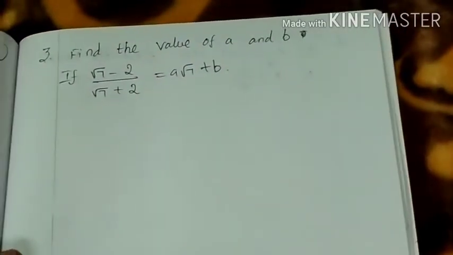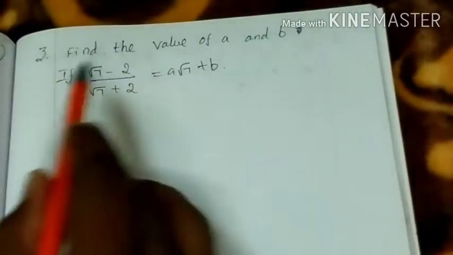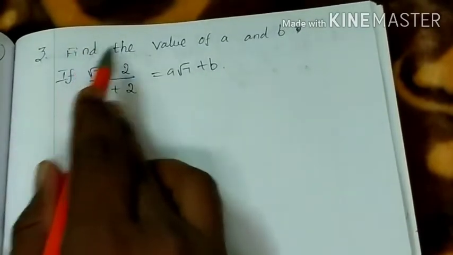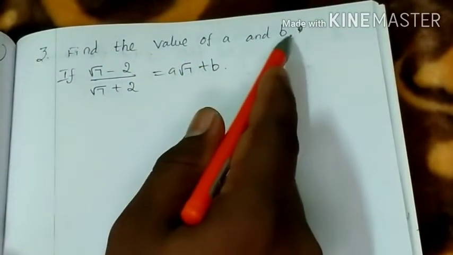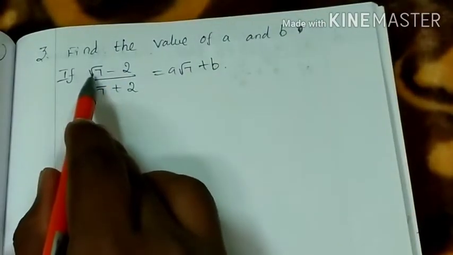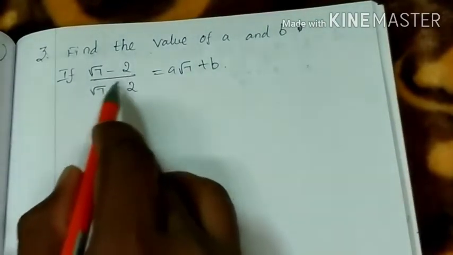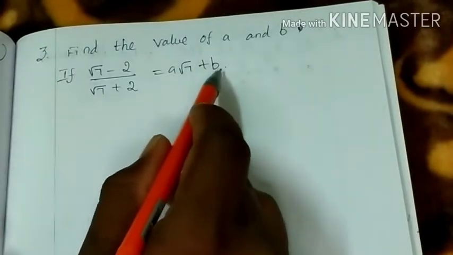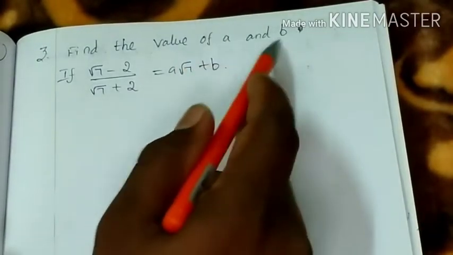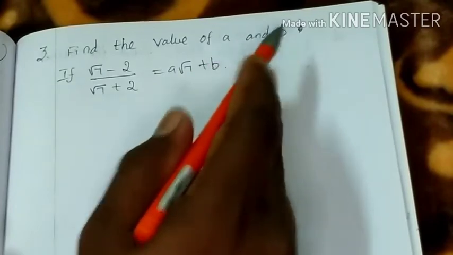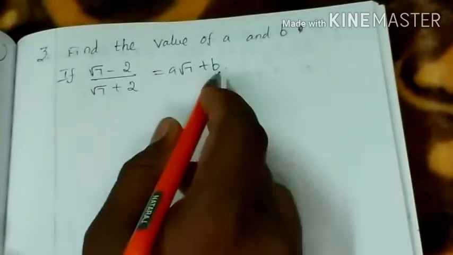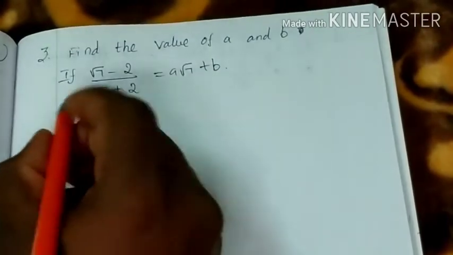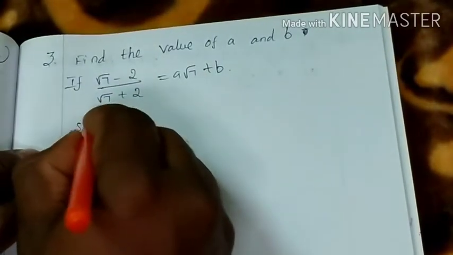Then the third question from the exercise. Third question is find the value of a and b. If root 7 minus 2 divided by root 7 plus 2 is equal to a root 7 plus b, find the value of a and b. Equating the LHS and RHS, we get the answer for a and b. The solution.